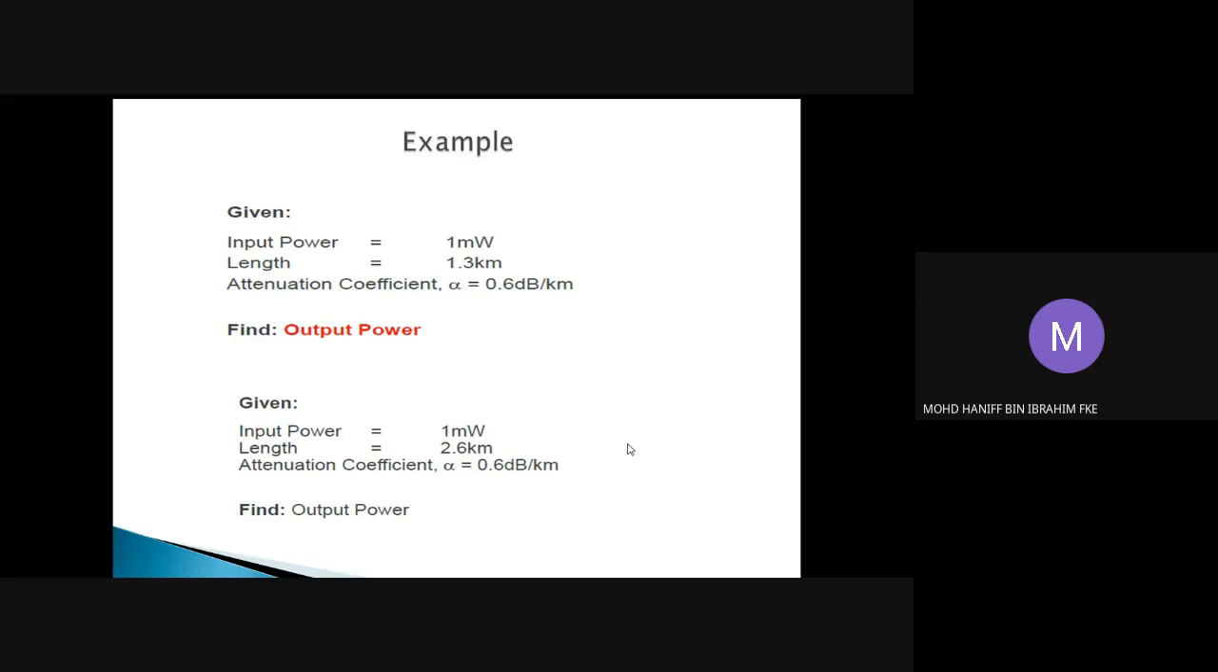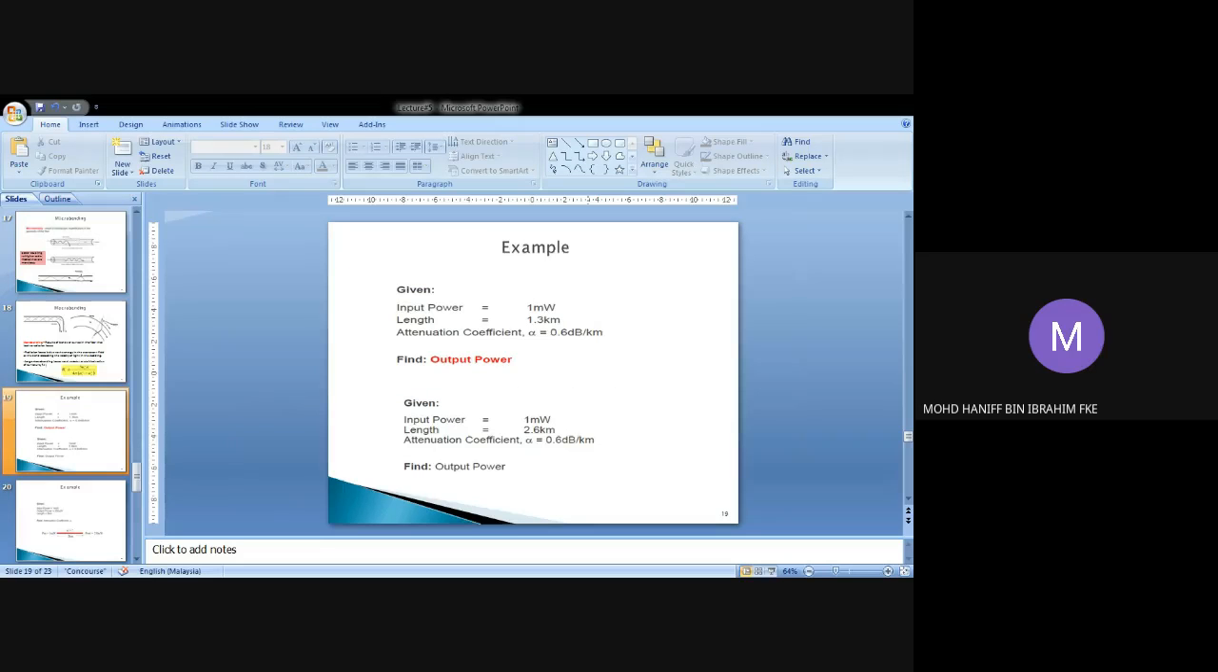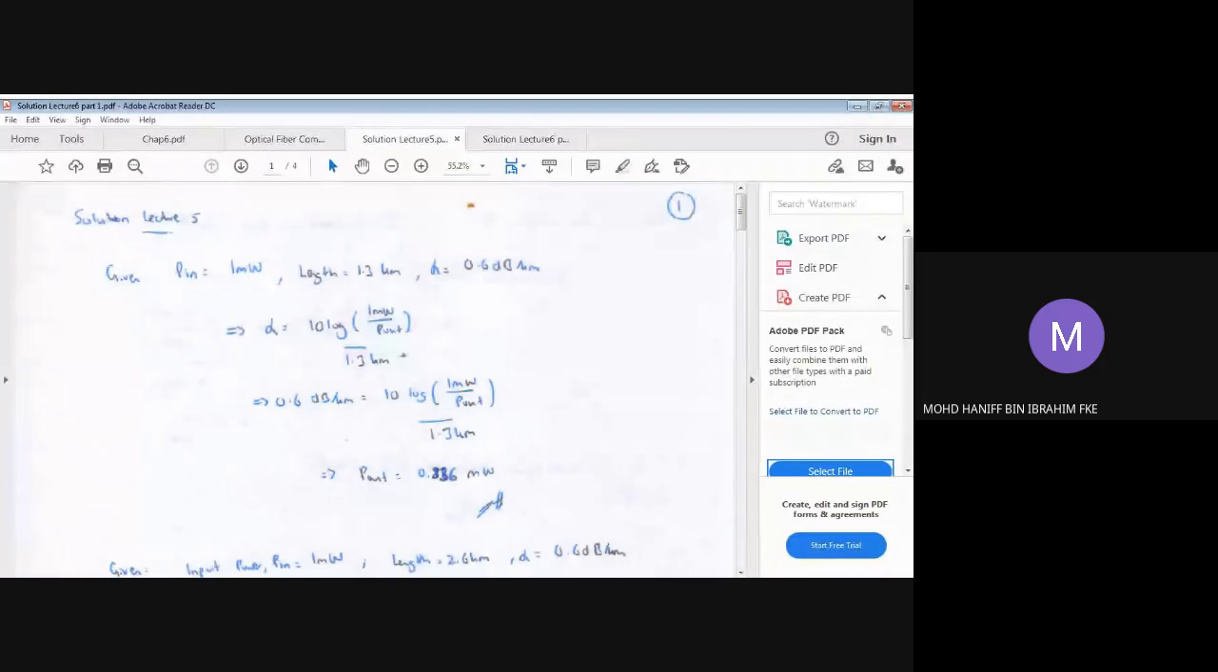For this, you need to adopt the equation that we saw yesterday for the attenuation coefficient alpha, remember? Alpha is 10 log of power in over power out, divided by the length. It's a very simple example, but I just want to ensure that you really understand this attenuation coefficient. Okay, let's have a look at the solution for this example. Hopefully you can see this slide clearly. This is the solution for lecture 5.